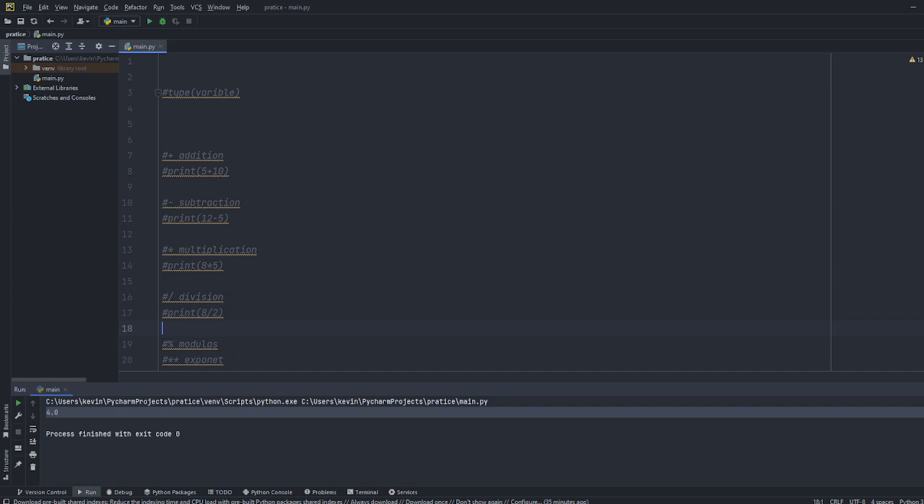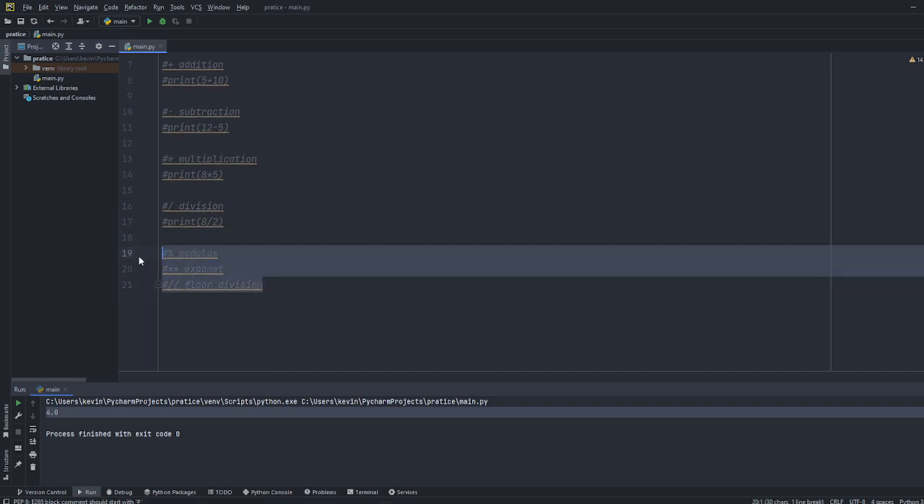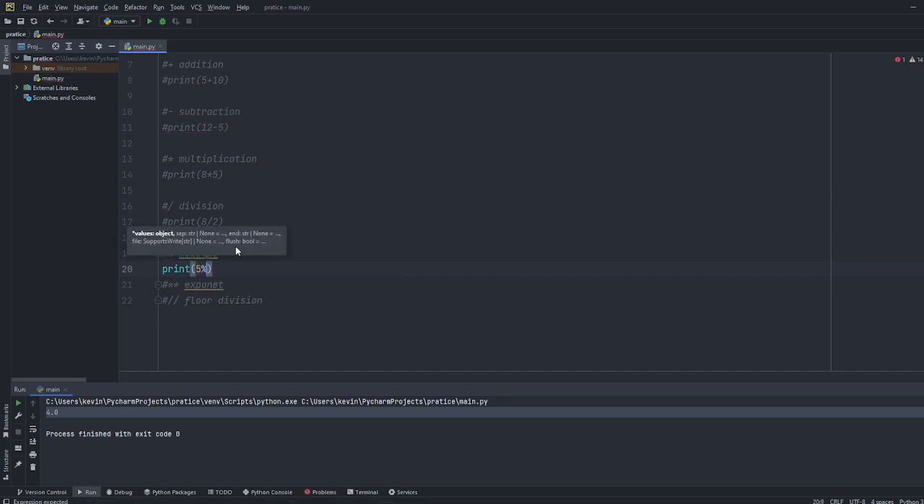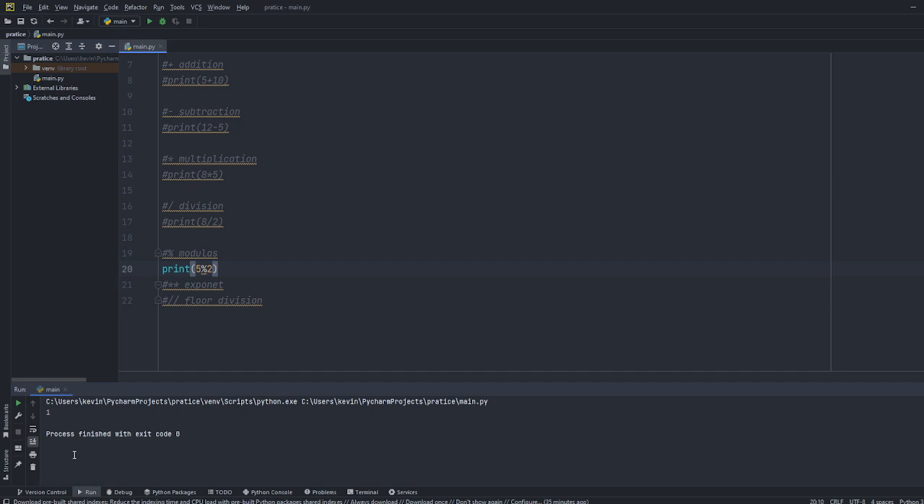Use a slash. And then these three are the more complicated ones. Modulus, print, use percent. So 5 % 2. If you print this out, you get 1. What this does is that it gets the remainder. So when you divide 5 by 2, it's 2 2's. 2 times 2 plus 1. Remainder 1.